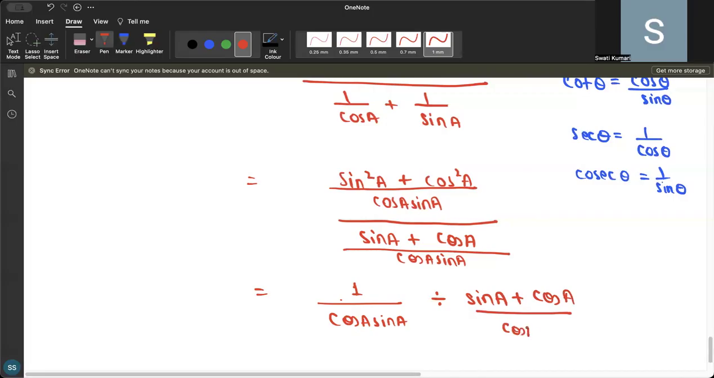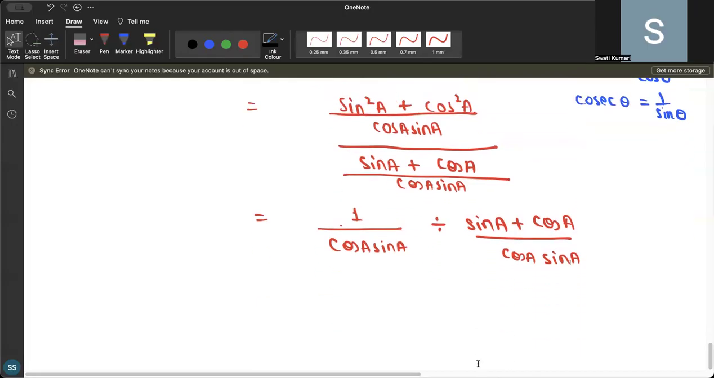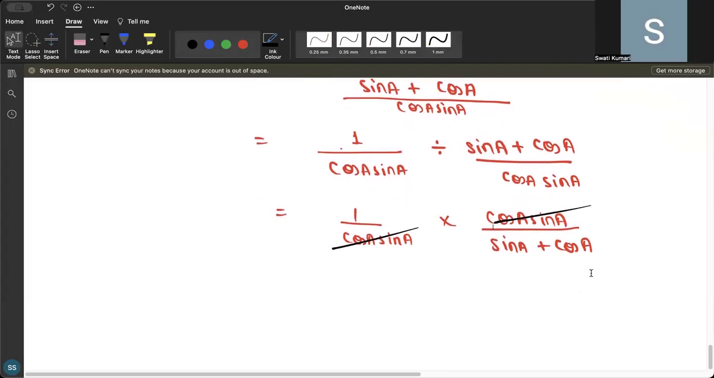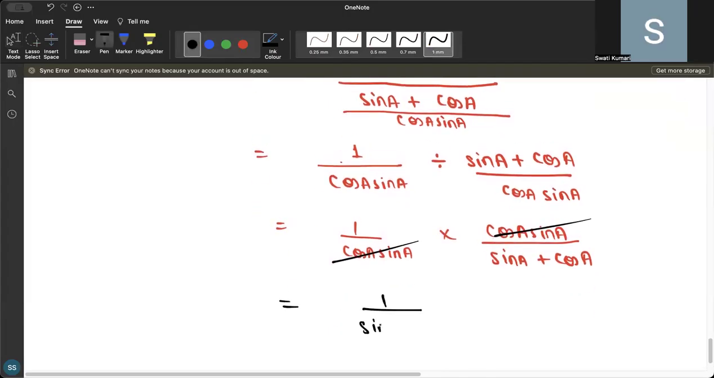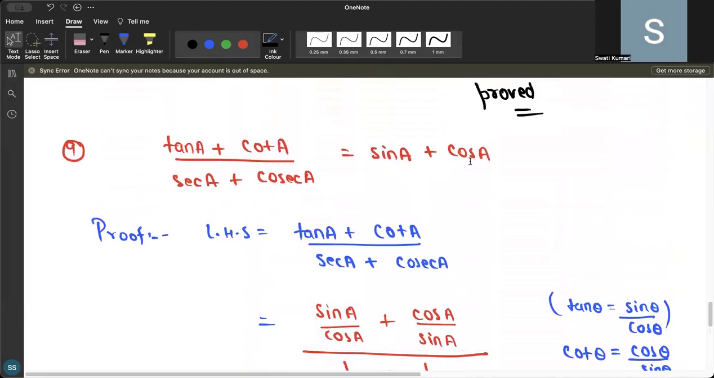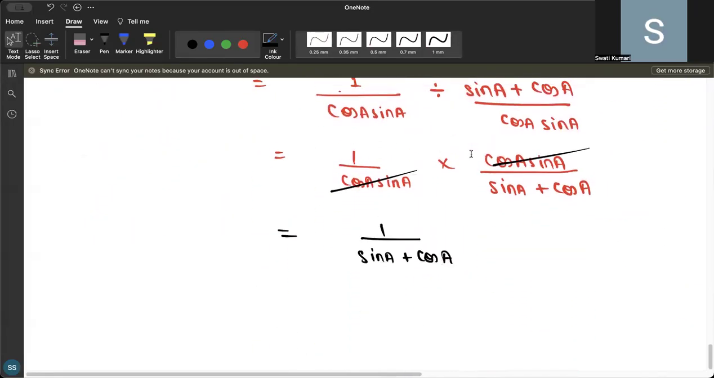upon cos A sin A, right? Okay, so now we have got here, if you simplify this, 1 upon cos A sin A into cos A sin A upon sin A plus cos A. So here clearly this and this will get cancelled. So what we are getting is 1 upon sin A plus cos A. And because in the RHS, you can see here, we have to find out sin A plus cos A. Like we have to get sin A plus cos A. And here we have got 1 upon sin A plus cos A.